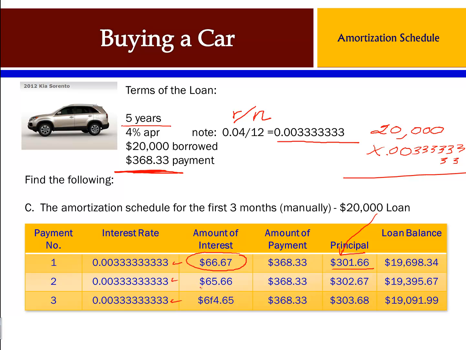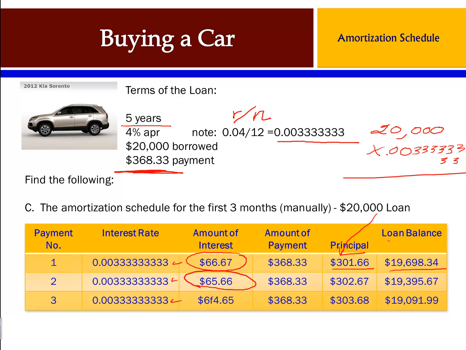Now, notice that the second amount of interest has gone down. That's because the second time we're calculating our interest, it's based on the new loan balance, which is not $20,000 anymore, $19,698 and some change. So you take the loan balance.